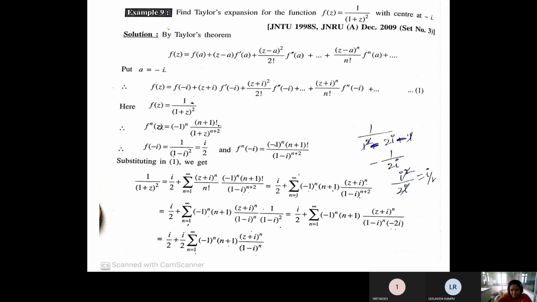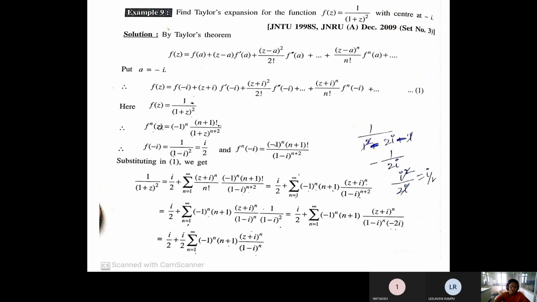By rationalizing, we will get i square by minus 1, i by i square, and i by 2. So i by 2 common out: sigma n equal to 1 to infinity, (minus 1) whole power n, (n plus 1), (z plus i) whole power n by (1 minus i) whole power n. So here z equal to minus i, so a equal to minus i. So you should not use z minus i equal to w. You have to go for the Taylor series definition.